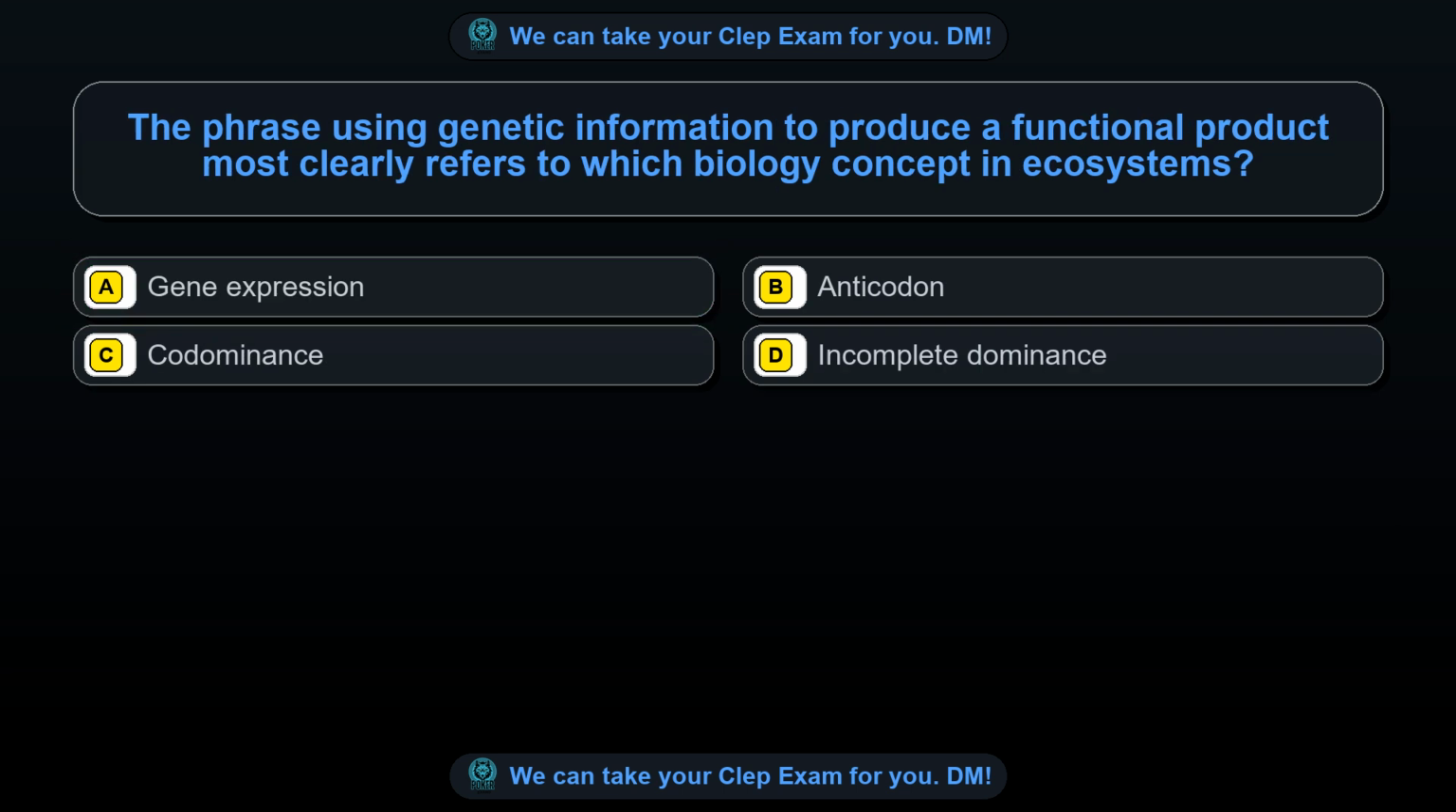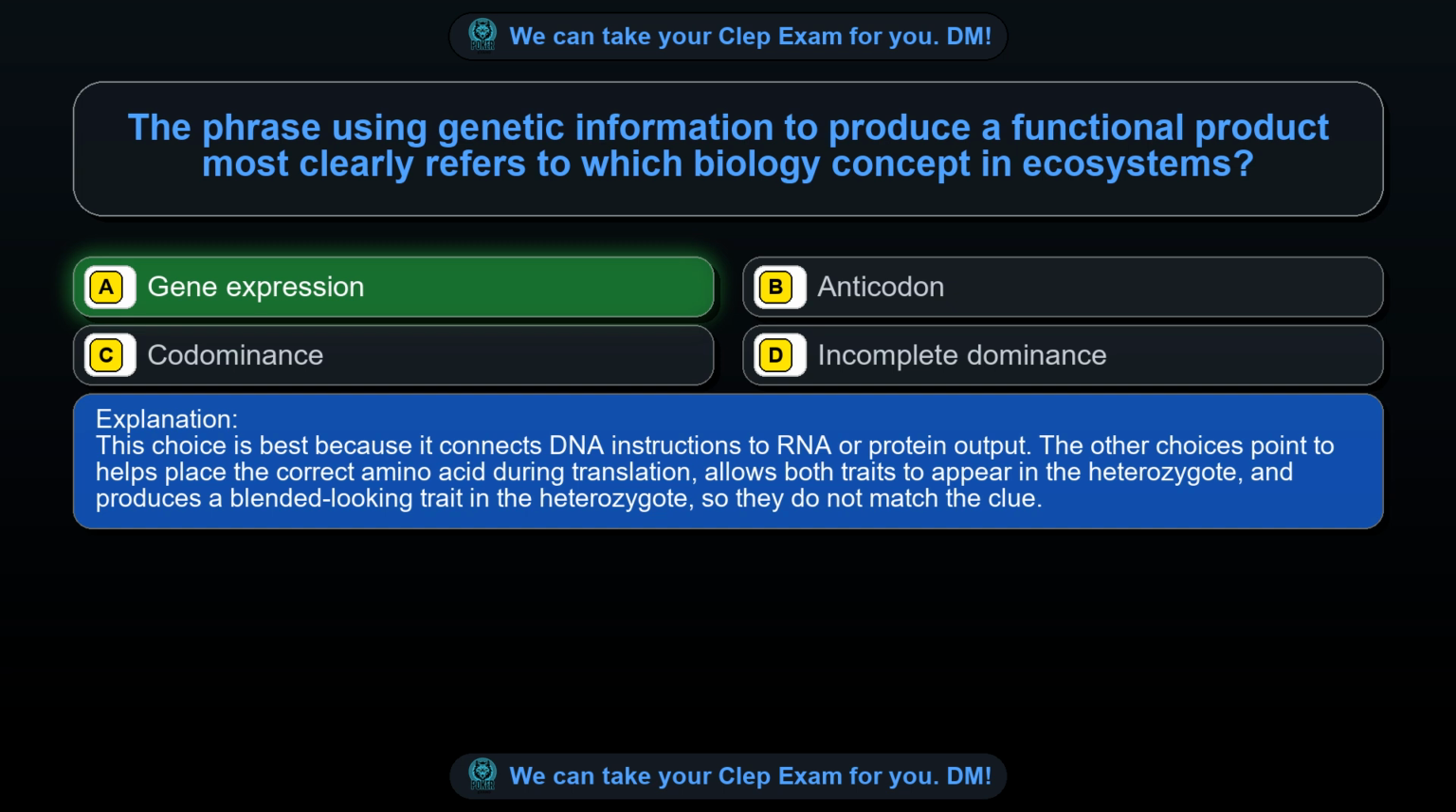Question 21. The phrase using genetic information to produce a functional product most clearly refers to which biology concept in ecosystems? Option A, gene expression. Option B, anticodon. Option C, codominance. Option D, incomplete dominance. The correct answer is option A, gene expression.